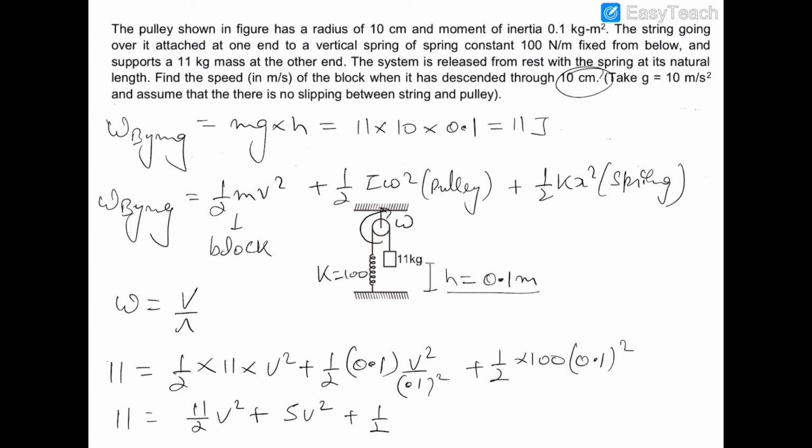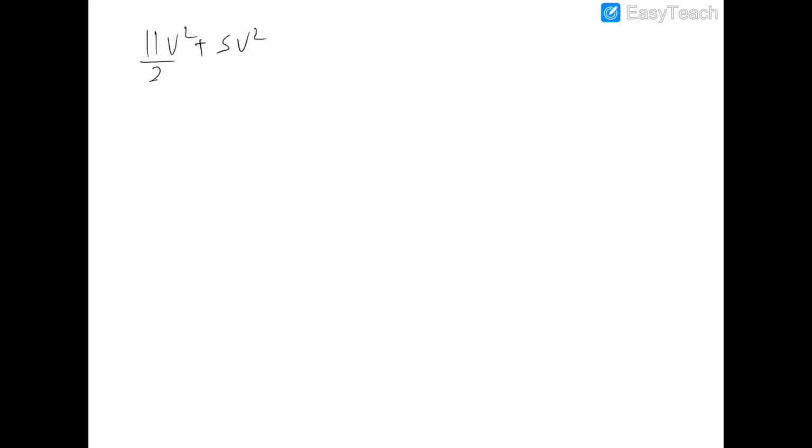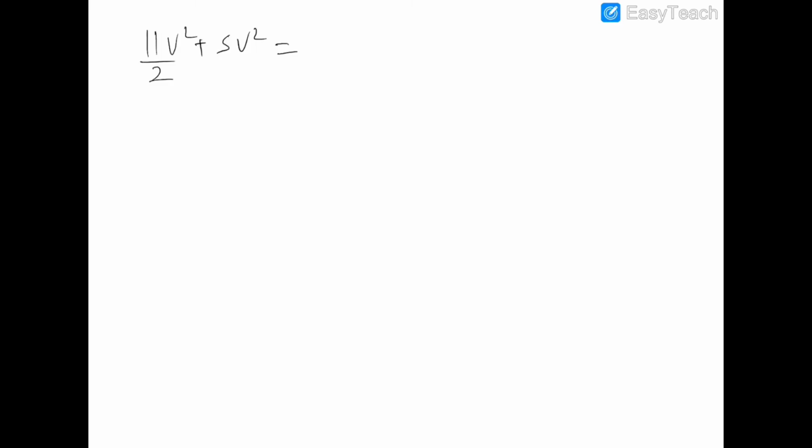So 11 by 2 v square in fact plus 5 v square is equal to 11 minus 1 by 2. So this is 21 v square by 2, and that is equal to 22 minus 1, which is 21 by 2. So v is equal to 1.